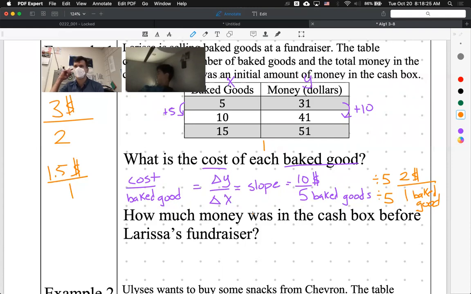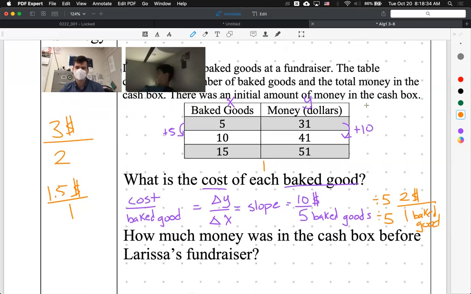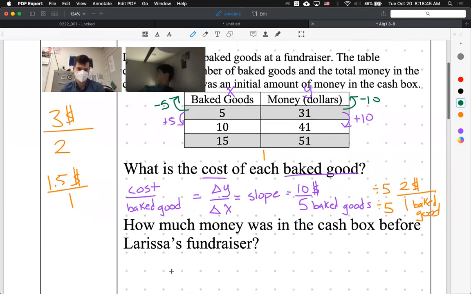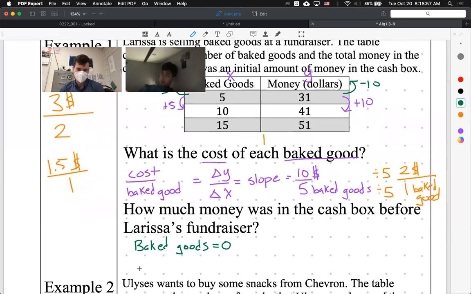What I said before, you're going to have to get baked goods to 0. So you're just going to subtract the 5, and then you're going to go back on this one, like minus 10, and it's going to be 21. So start with 21, going backwards 1 step, and then you get baked goods is 0, and money is equal to, what did you say? 31 minus 10 was 21. Okay, $21.